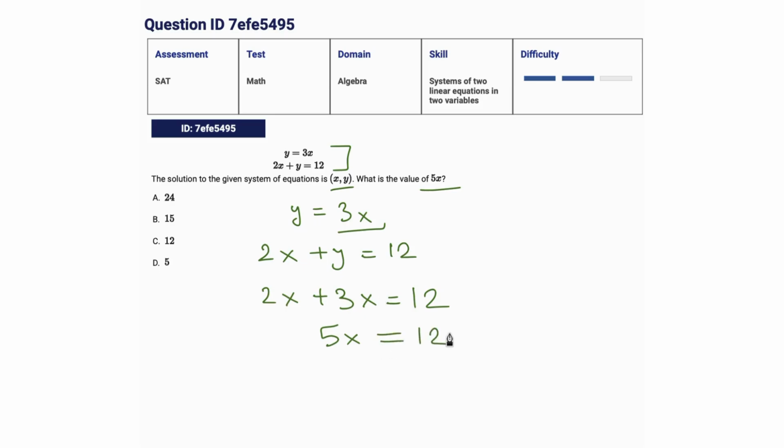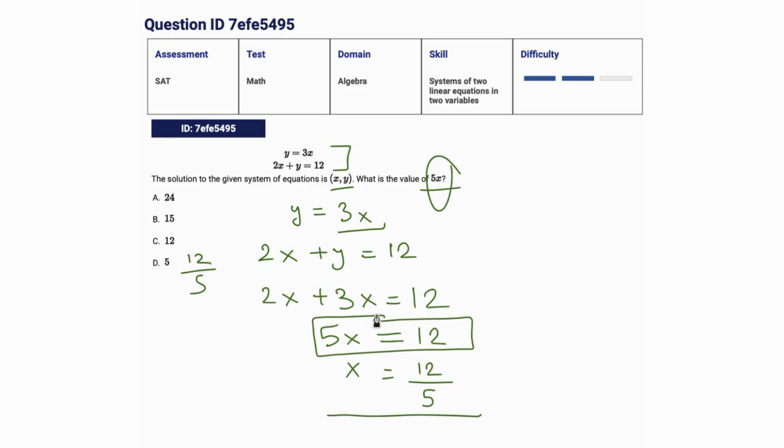Let's not forget that. And here, x would be equal to 12 divided by 5, correct? Great, we found x. The question is only asking you for what is the value of 5x. Now, if, for example, instead of D, it was 12 divided by 5, and if you accidentally chose this, then you would sadly get your answer wrong because they're asking us about 5x, not x.